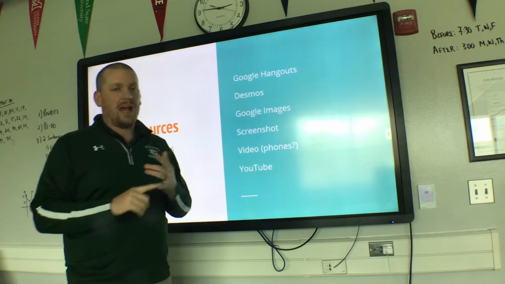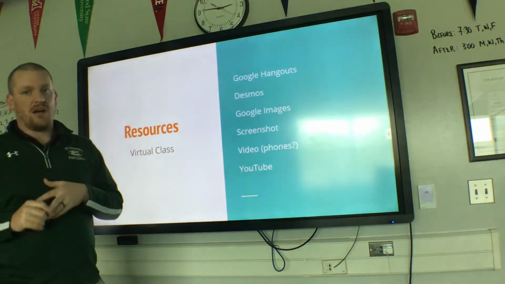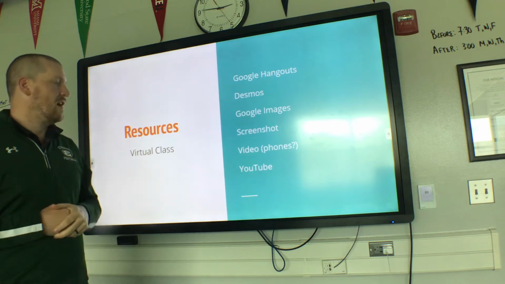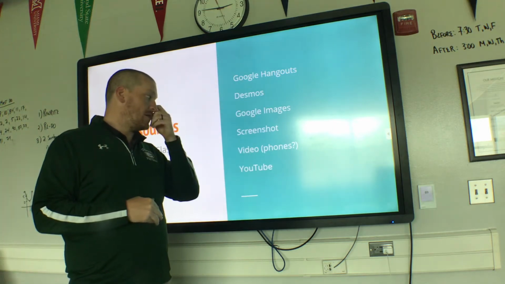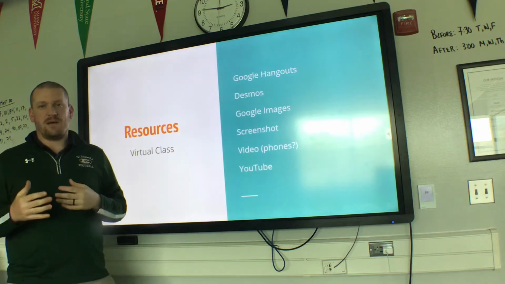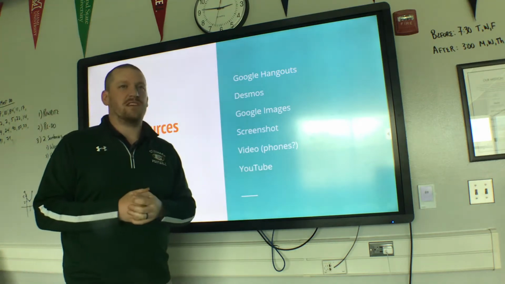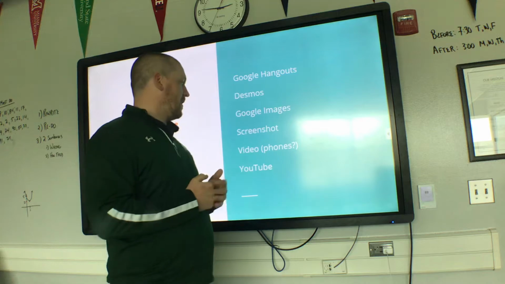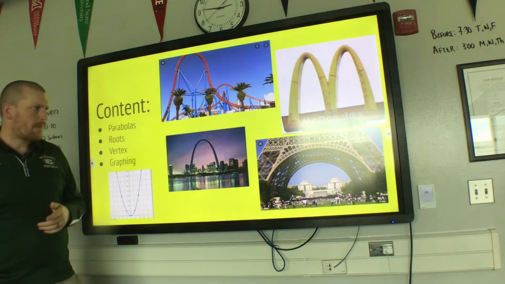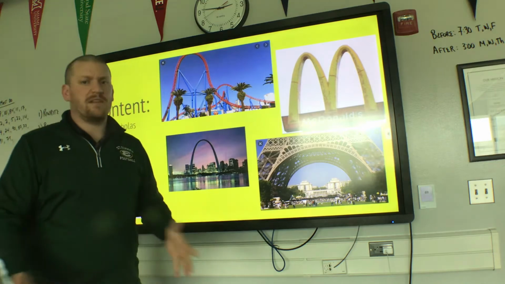So those are the different things that you're going to be using this week. You're going to be using Google Hangouts, you're going to be using Desmos, different images, screenshots. You can use your video to help you find some pictures, and/or use your phones, or just not specifically video, it could also be pictures. And then some people who want to do certain things with the competition might actually be using YouTube a little bit as well.